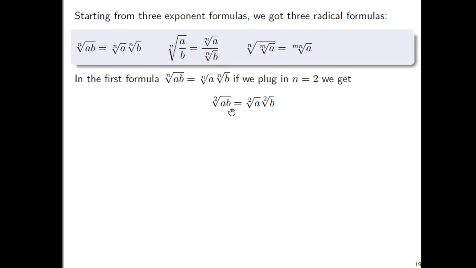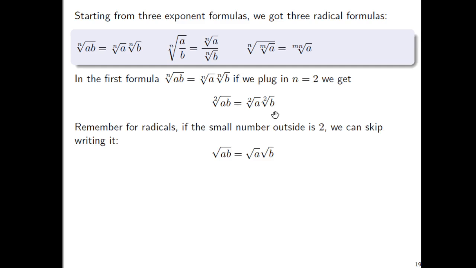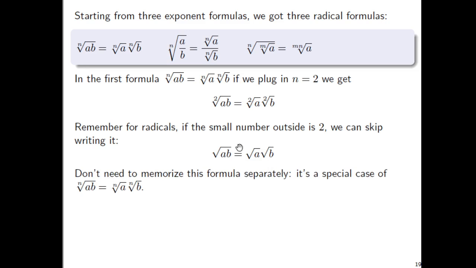If we plug in 2 for all the n's, then you'll have this: the second root of ab equals the second root of a times the second root of b. Of course, if you want, you don't have to write the little 2's. Whenever a little number is missing just right outside the radical, that hidden number is a 2, so we can skip writing it. The point is root ab equals root a times root b. You don't have to memorize root ab equals root a times root b separately. It's just a special case of this nth root version over here.